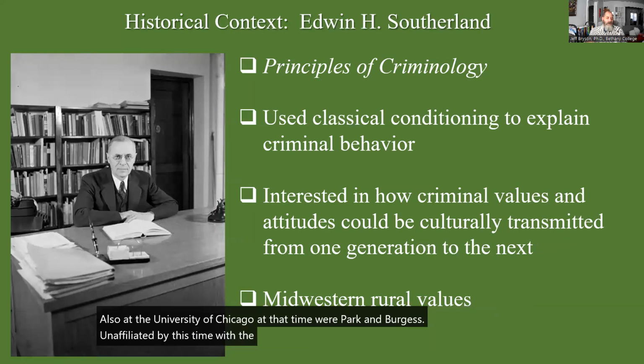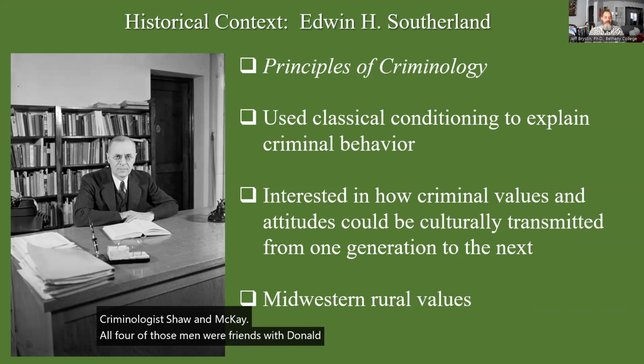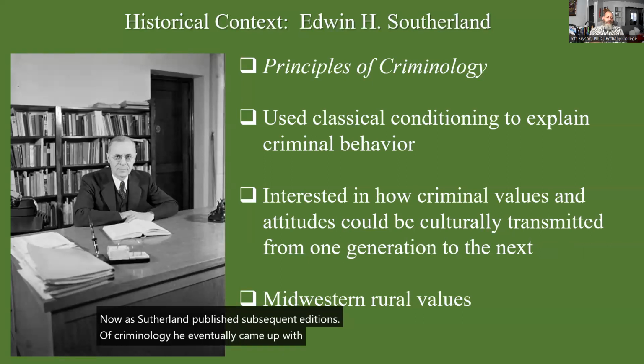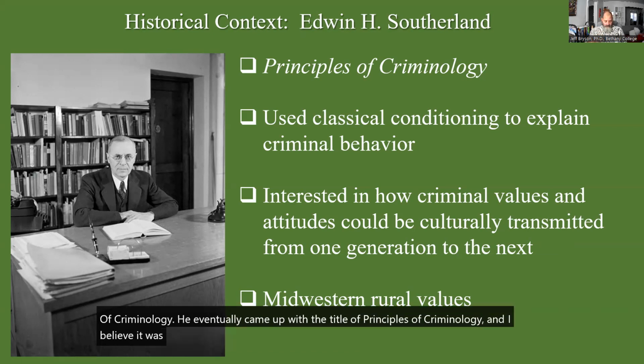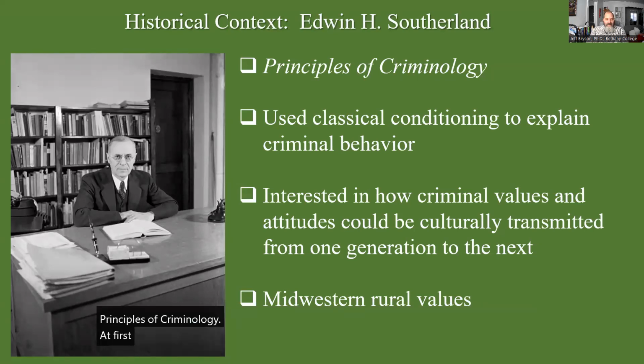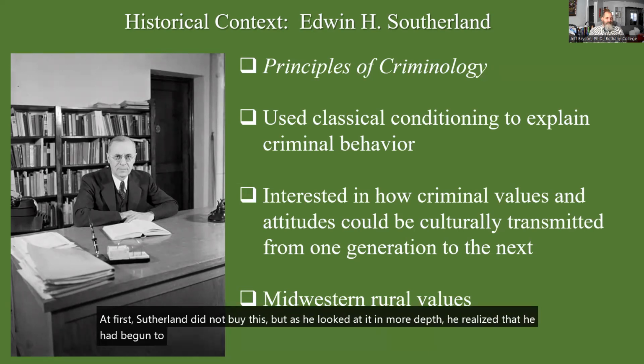Unaffiliated by this time with the University of Chicago, but collaborators with Park and Burgess, were two other criminologists, Shaw and McKay. All four of those men were friends with Edwin Sutherland. Very important to understand that. Now, as Sutherland published subsequent editions of Criminology, he eventually came up with the title Principles of Criminology, and I believe it was Shaw of the Shaw and McKay that I just mentioned that told Sutherland that he had actually identified a theory of crime in his book. At first, Sutherland did not buy this, but as he looked at it in more depth, he realized that he had begun to enunciate a theory of crime.